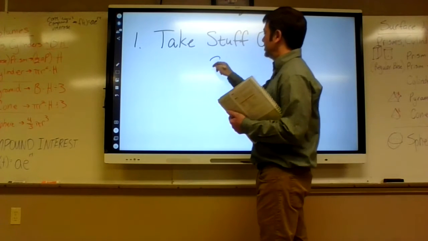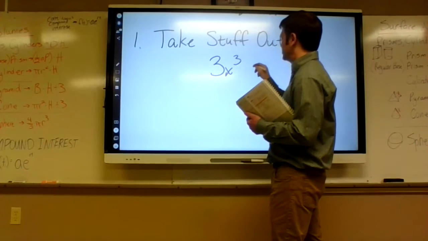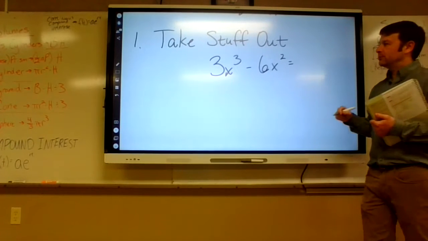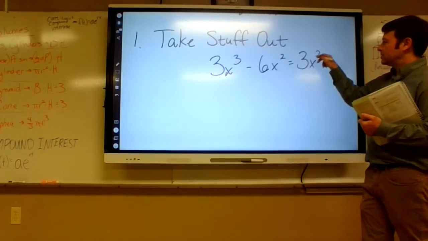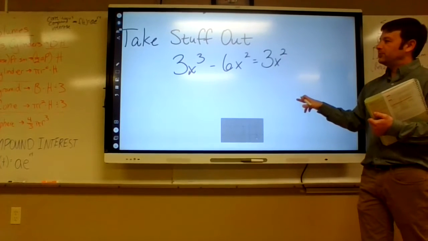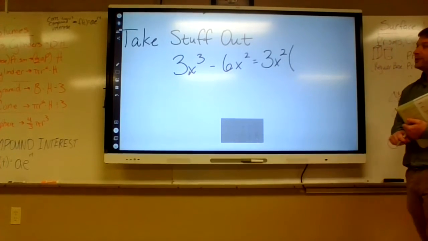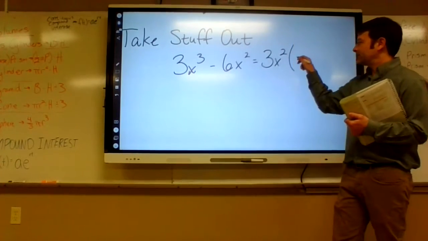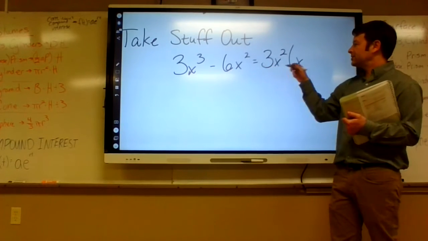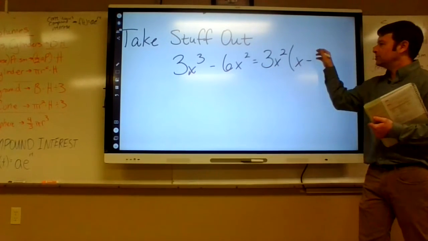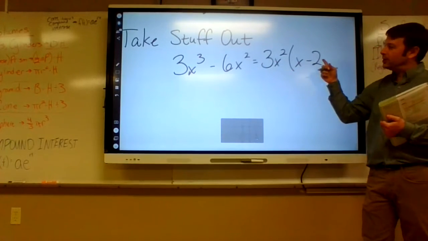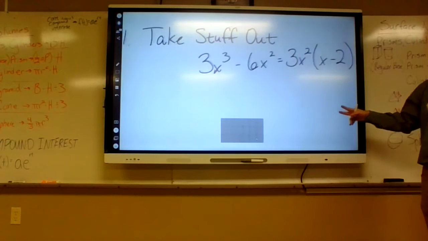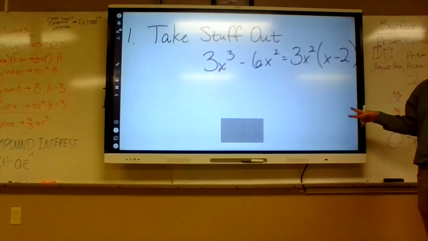Take stuff out. So an example of take stuff out is 3x cubed minus 6x squared. And what goes into both of those terms? 3x squared. So 3x squared can be divided out of both of those. And then in parentheses you put what's left if you divide both of those by 3x squared. What's left on this first term? Just 1x. Minus 6 divided by 3 is 2. And x squared divided by x squared is 1, but 1 times 2 is 2, so it just goes away. So that was take stuff out. We did some of that yesterday on the worksheet that you guys have.